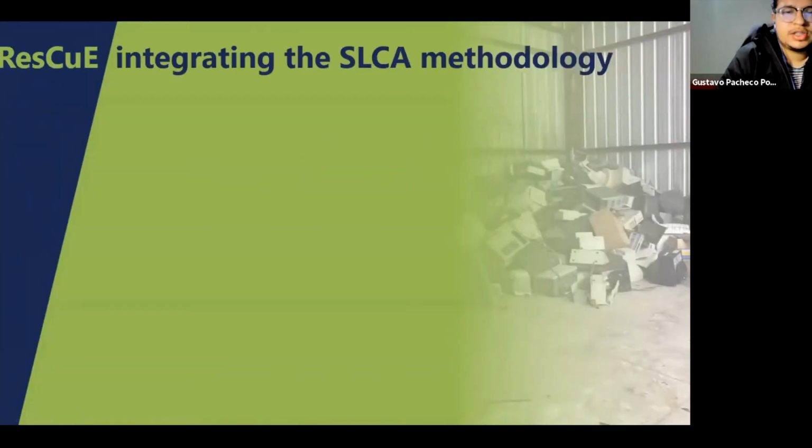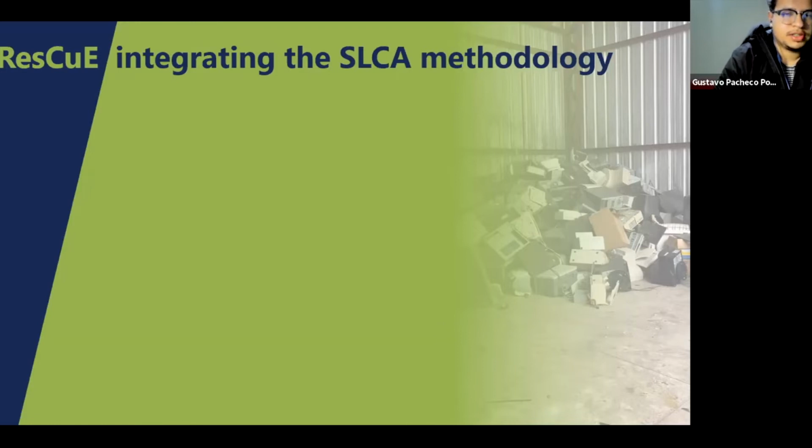RESCUE is an international project we are running right now, which stands for Responsible and Sustainable E-Waste Management in Cuenca, Ecuador. It is funded by the REPIT platform and executed by the University of Cuenca and by EMAC-EP, which is the municipal waste management company here in Cuenca, with the collaboration of entities such as EMPA, ETH Zurich, and EcoPartner.